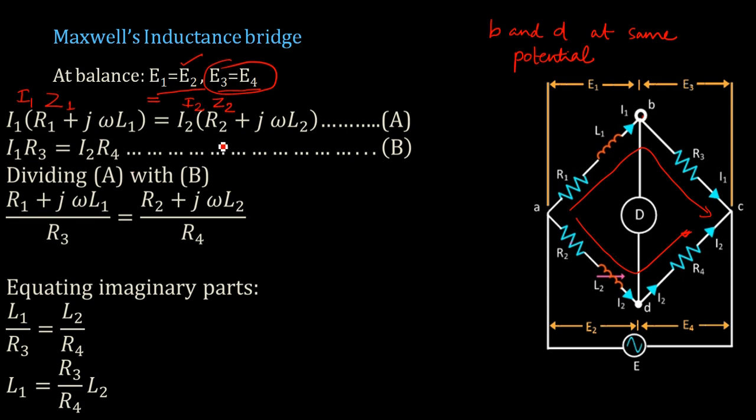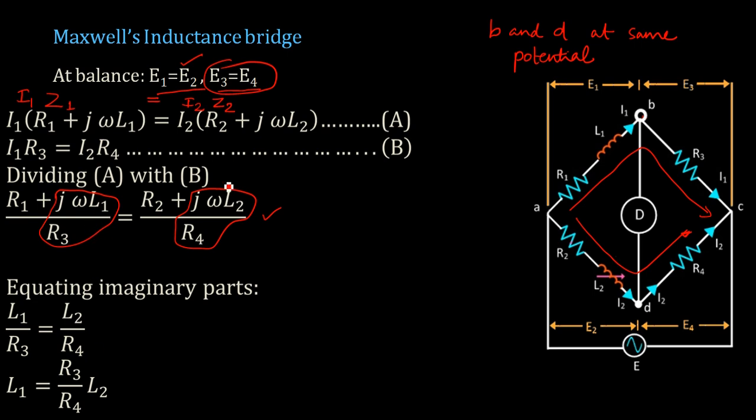Now dividing equation A by equation B, what we will get is R1 plus j omega L1 by R3 equal to R2 plus j omega L2 by R4. So this is the balance equation that you get. Now you can equate the real and imaginary parts. Once you equate the imaginary parts, of this particular equation and of this equation, it will be L1 by R3 equal to L2 by R4.